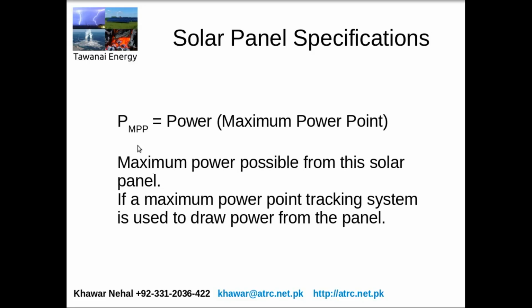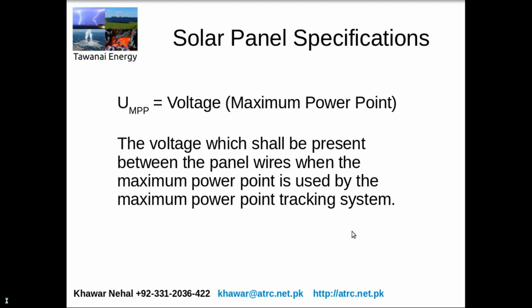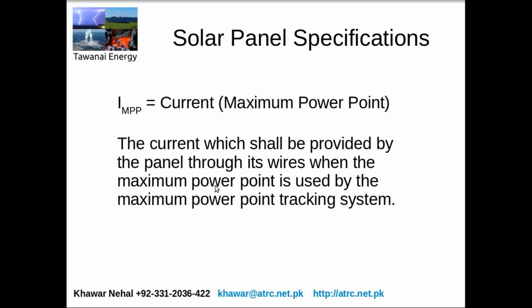So as we mentioned, PMPP is the maximum power point, and it is the maximum power that can be drawn from the panel at that time based on the amount of light that is striking the panel. UMPP is the voltage at the maximum power point. That means that is the voltage you will have to set your inverter to get the maximum power out of the panel at that time. Similarly, IMPP is the amount of current you will end up receiving if you set the correct voltage at the maximum power point.